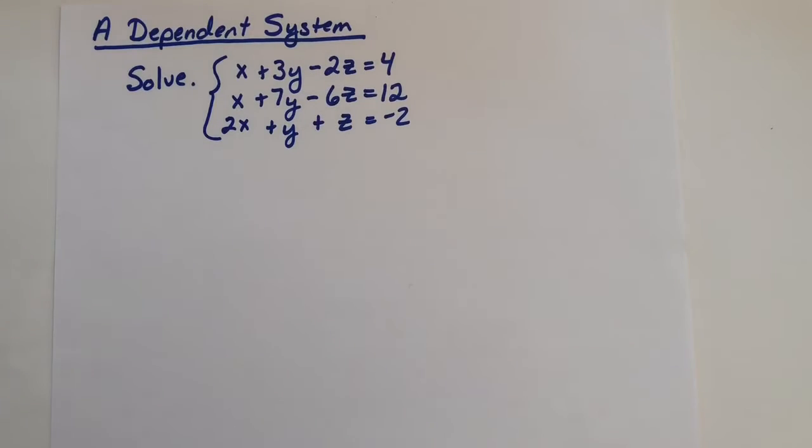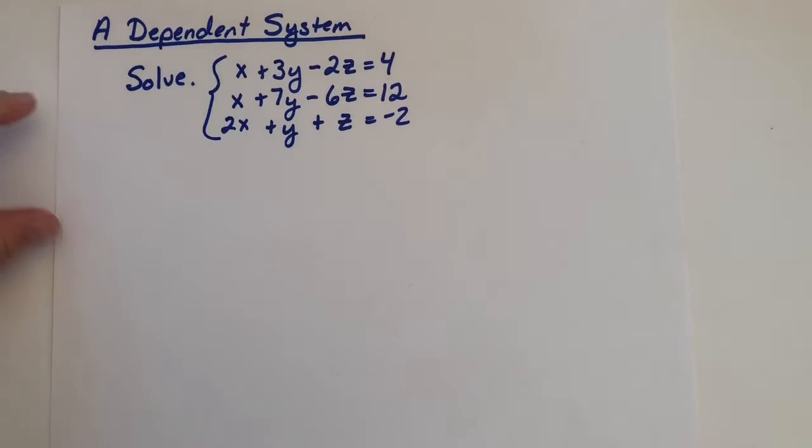Solve this dependent 3x3 system. Now at a glance, you wouldn't know that it's dependent, very likely, but that doesn't matter. We'll start solving the system, and the fact that it's dependent will be revealed in just doing our normal process for solving the 3x3 system. So let's jump in and see how this works.